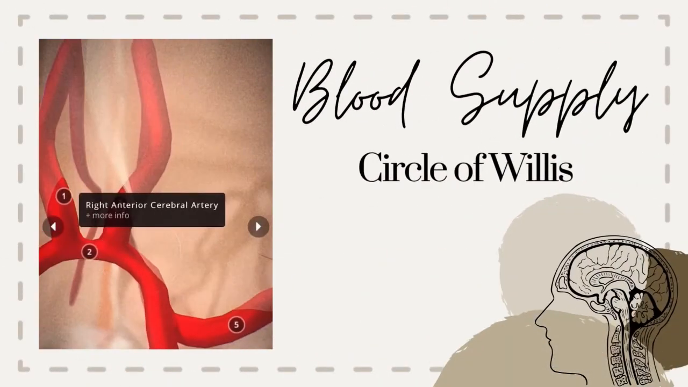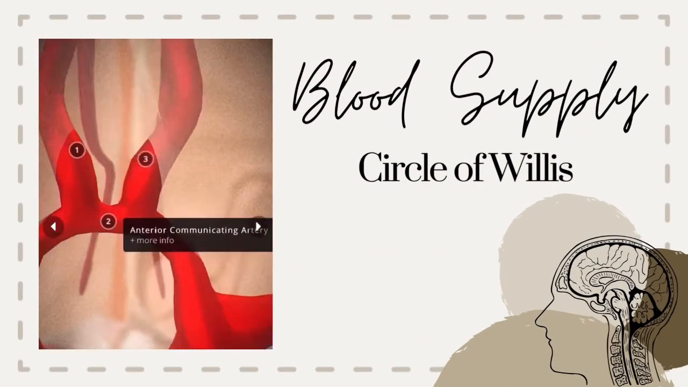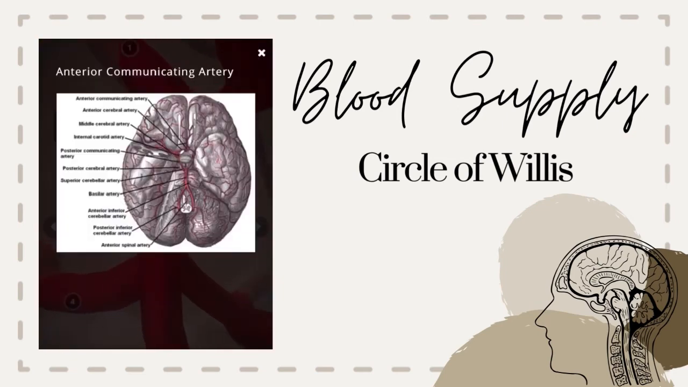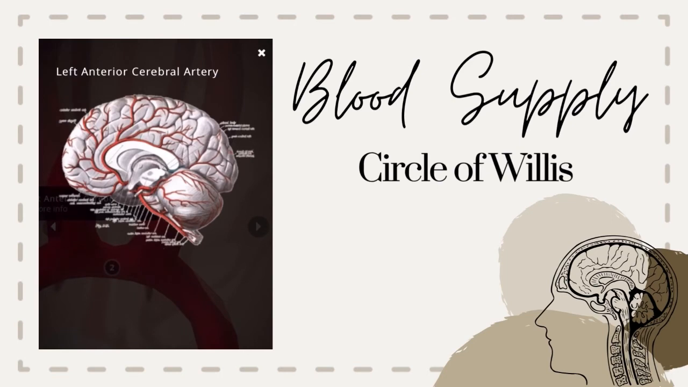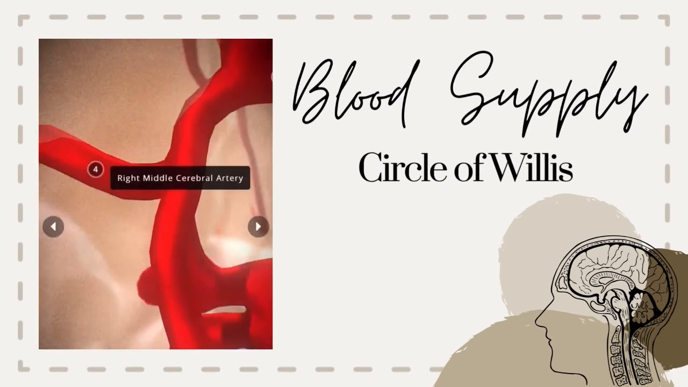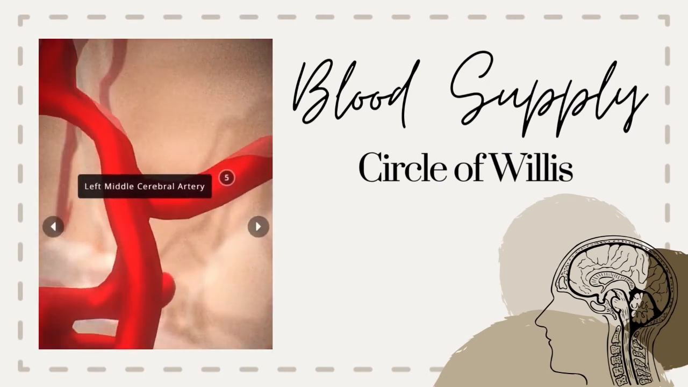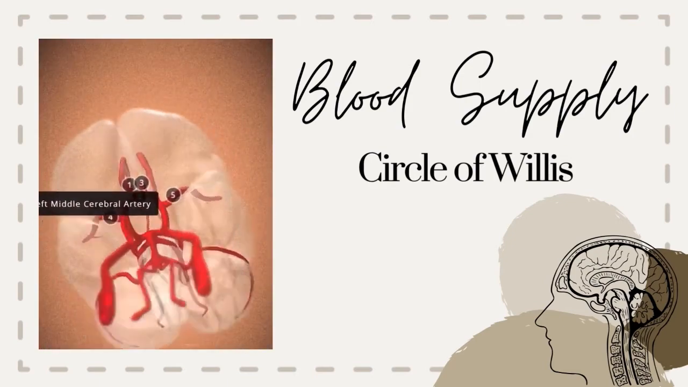Then lastly, you have the blood supply. You have the circle of Willis. It lies in the interpeduncular fossa at the base of the brain. It is formed by the anastomosis between the two internal carotid arteries and two vertebral arteries. Again, it is formed by the anastomosis of your two ICA and two vertebral arteries.